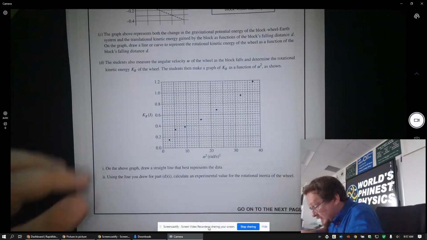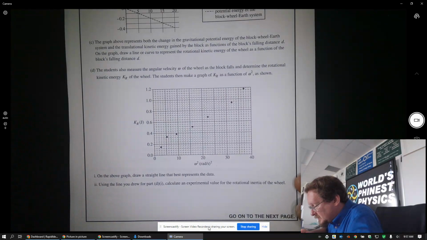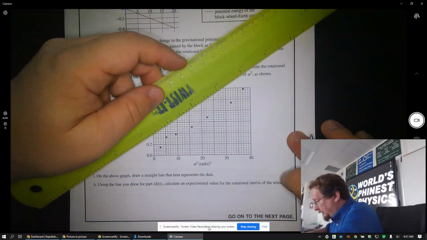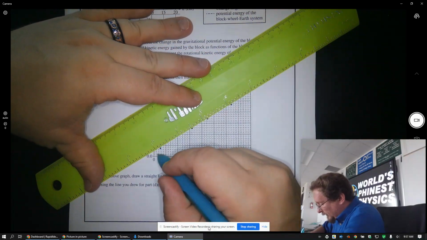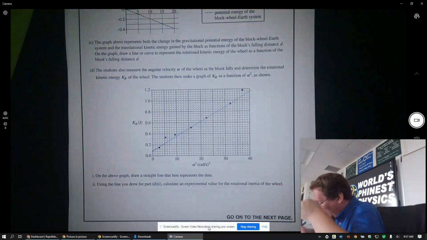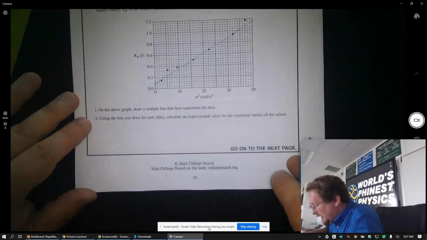The students also measure the angular velocity of the wheel as the block falls, and determine the rotational kinetic energy of the wheel. Students then make a graph of that and draw the best fit line. Okay, maybe a few points above and below. I don't know that I did a good job of that. Maybe I don't care. Using the line you drew, calculate the experimental rotational inertia.